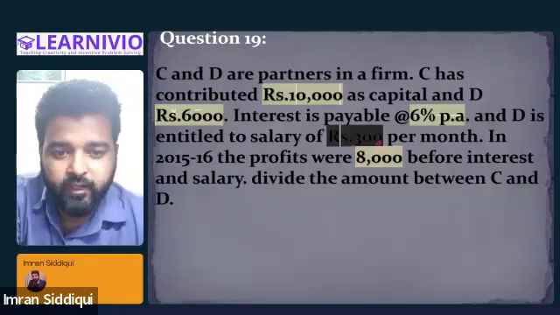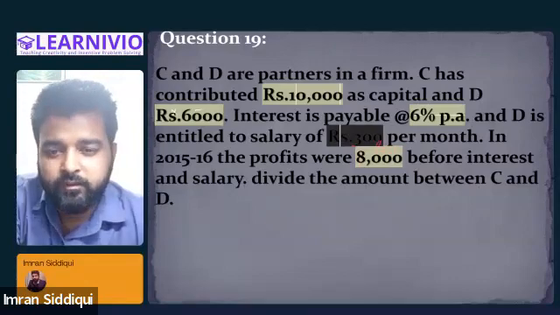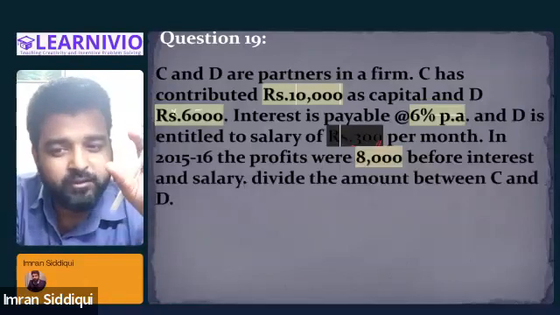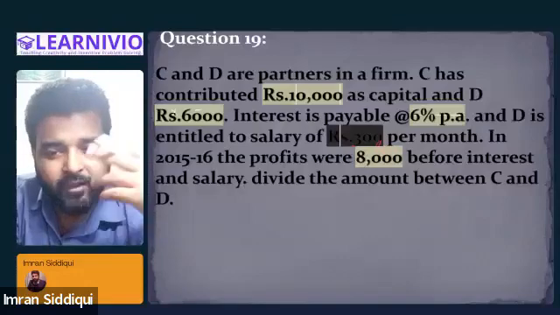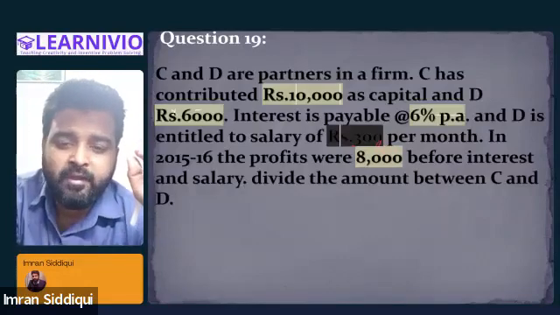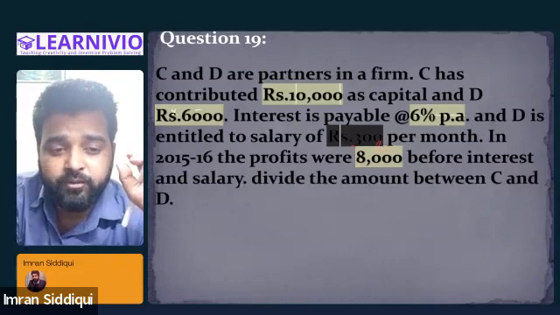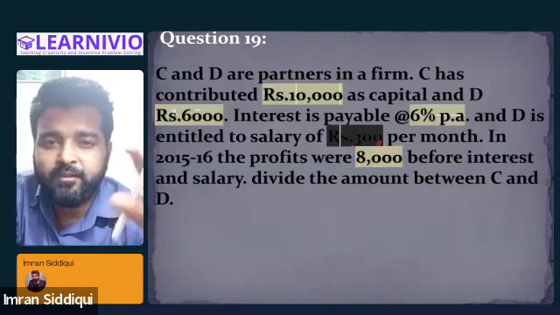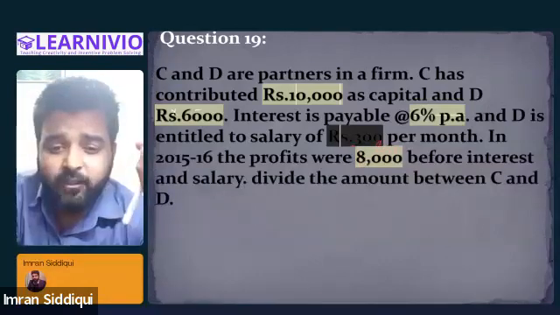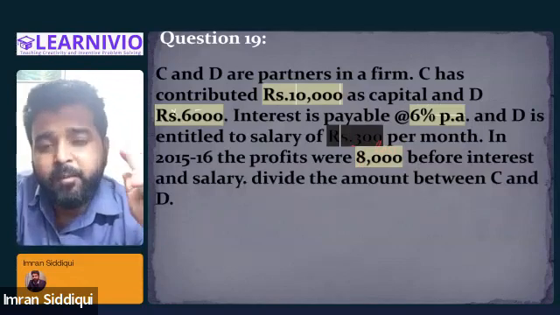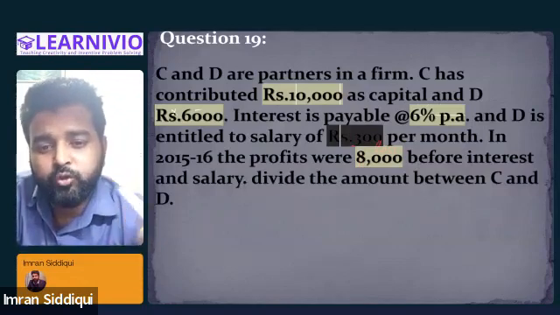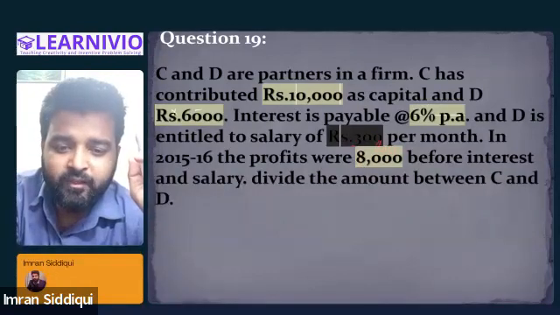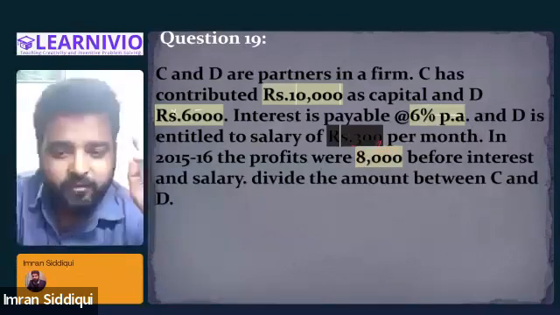It says that C and D are partners in a firm. C has contributed 10,000 as capital and D has 6,000. So there are two partners, C and D, and their capital contribution is given in the question, 10,000 and 6,000 respectively. Interest is payable at the rate of 6% per annum. Okay, so on their capital contribution, the firm will be paying 6% interest. And D is entitled to a salary of 300 per month as well. So apart from the interest on capital, D will also be getting the salary. In 2015-16, the profit was 8,000 before interest and salary. Divide the amount between C and D.